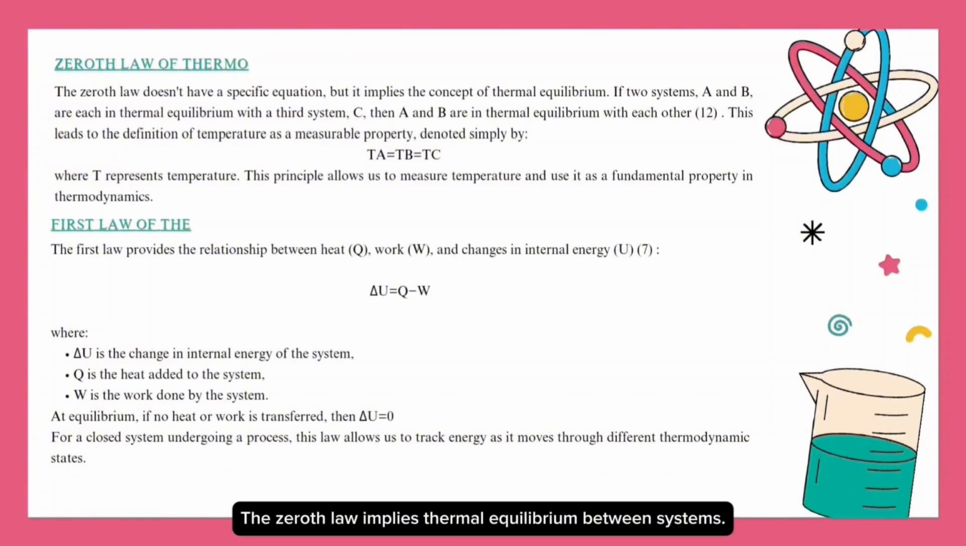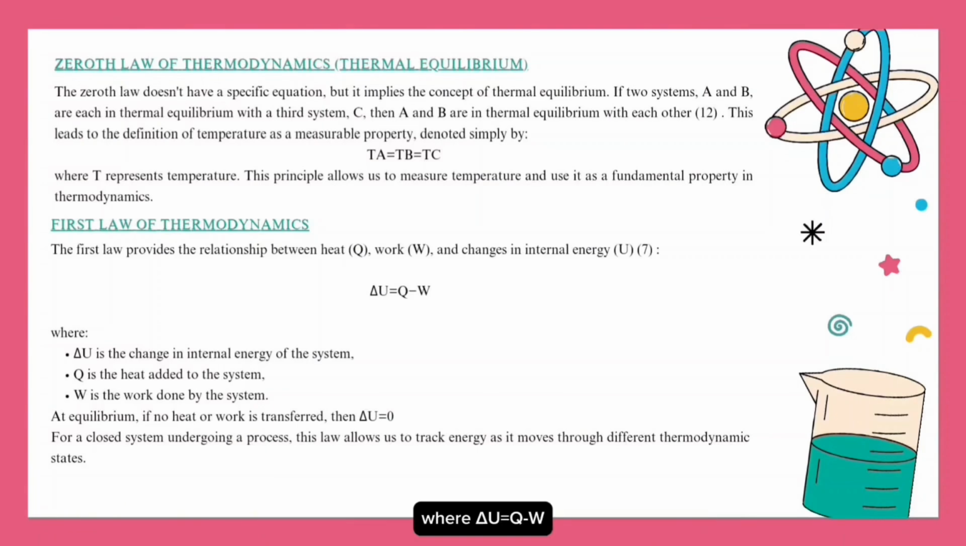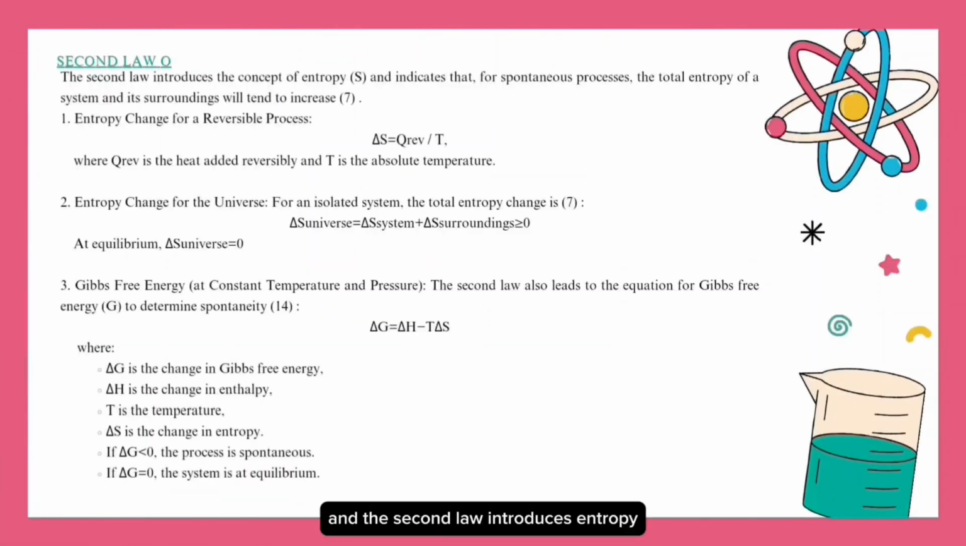The Zeroth law implies thermal equilibrium between systems. The first law connects heat, work, and internal energy where delta U equals Q minus W. And the second law introduces entropy, showing that spontaneous processes increase entropy. Gibbs free energy, delta G equals delta H minus T delta S, describes spontaneity. Delta G equals 0 indicates equilibrium.